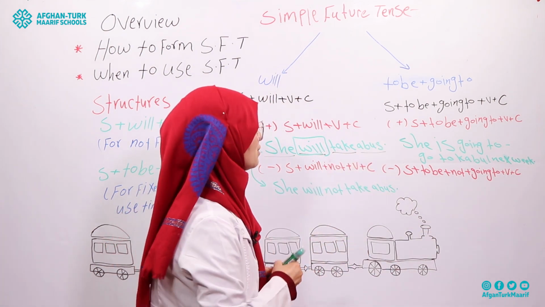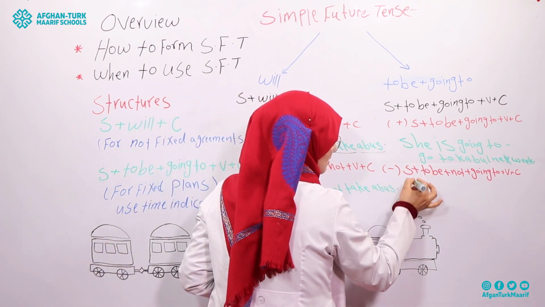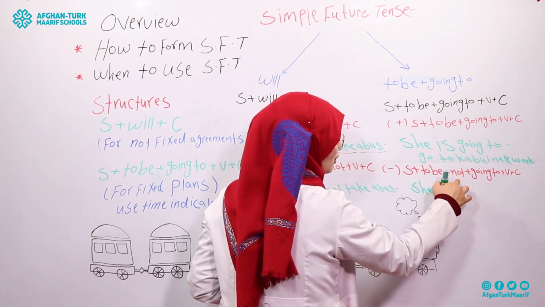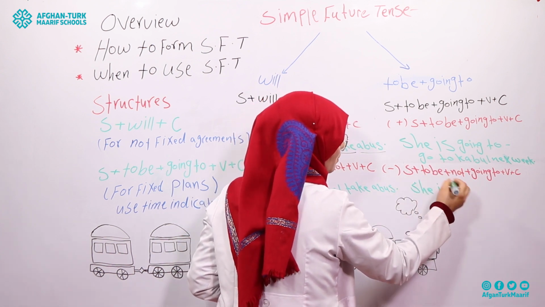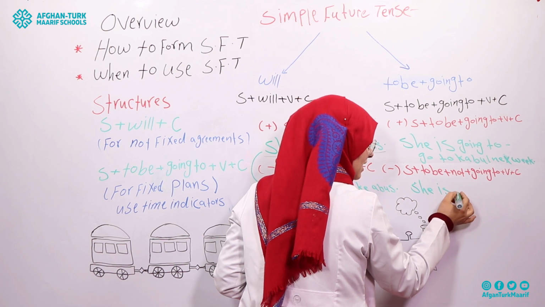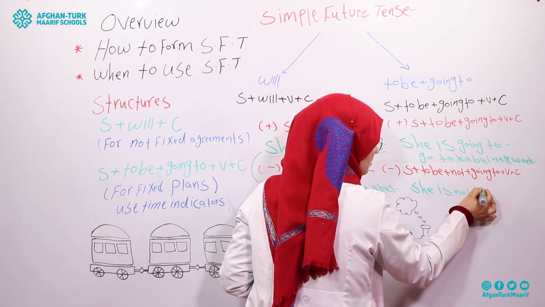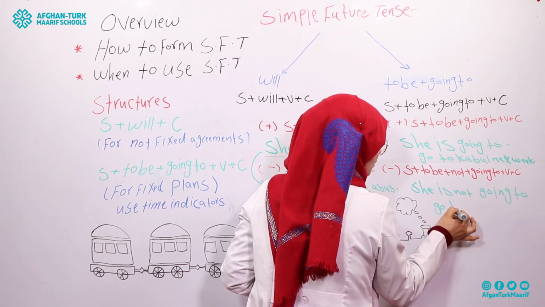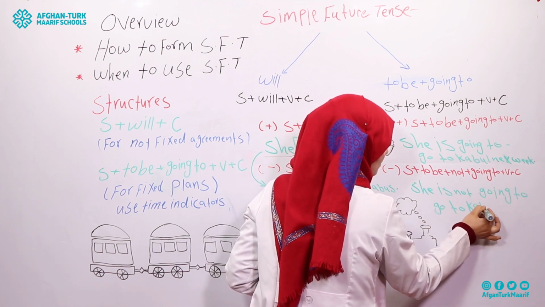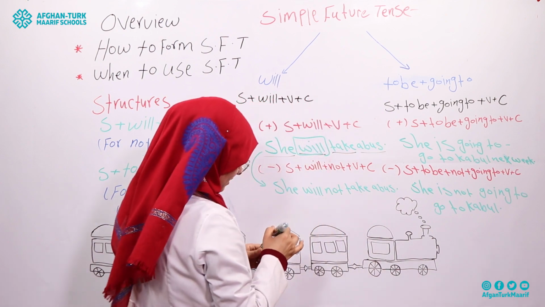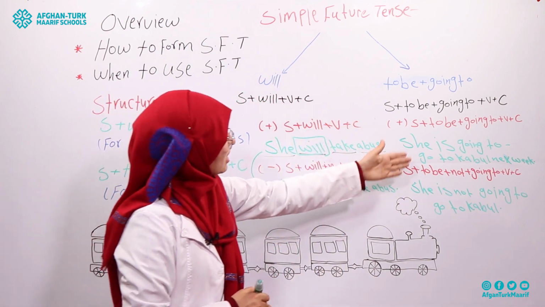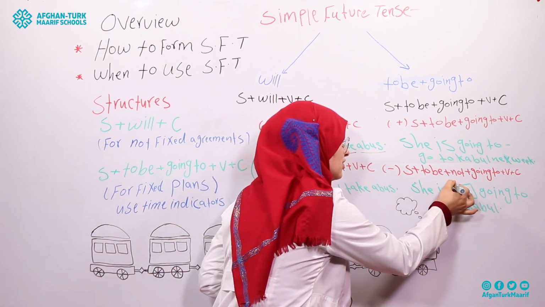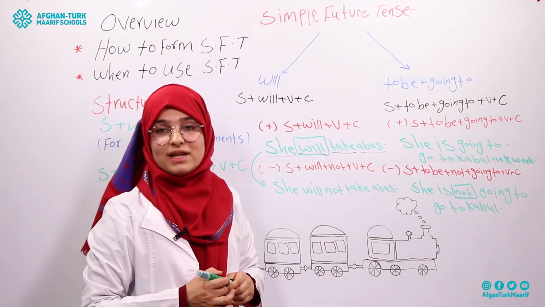Now let's change this into a negative sentence. By bringing not next to the verb to be, we can change it to negative. She is not going to go to Kabul. So, as you can see, she is not going to go to Kabul. By only bringing not, we can change these sentences into negative.